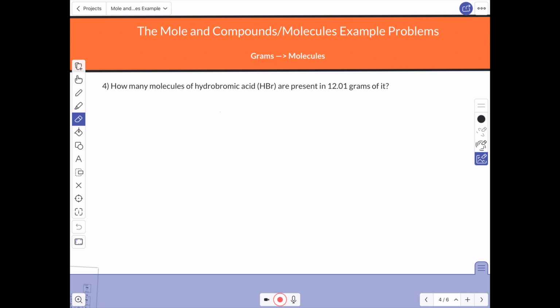Alright, so for this problem, we're going to be converting from grams, it looks like, of a substance to molecules. It says, how many molecules of hydrobromic acid are present in 12.01 grams of it? Well, we're converting from grams all the way to molecules.